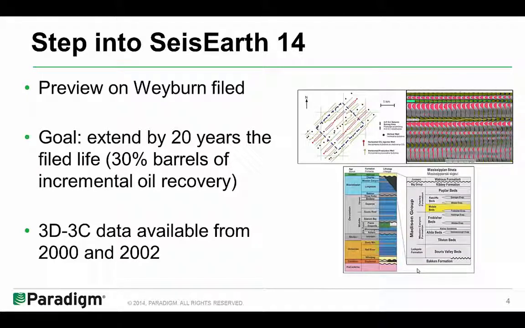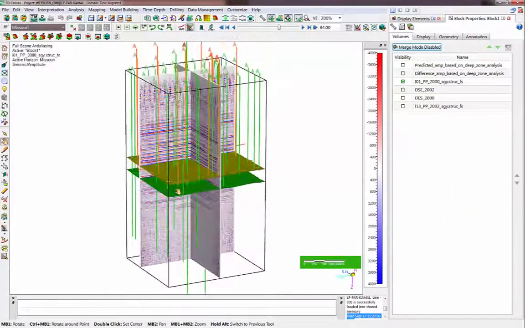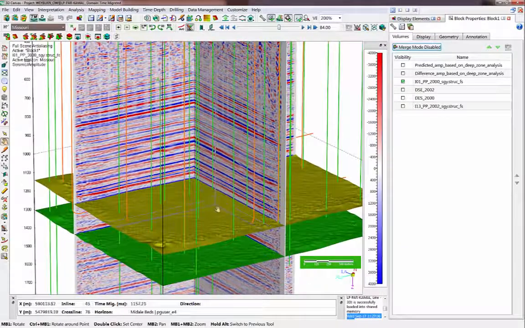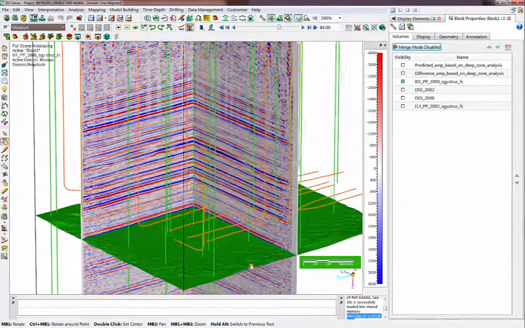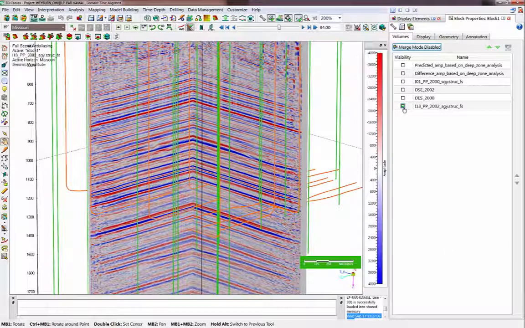In this example, the objective was to increase production by 30% and the analysis has been performed on two vintage datasets from 2000 and 2002. Welcome to CIDERS 14.1. We are going to do the analysis between those two horizons, and we can see here displayed in green the production wells and in orange the horizontal injectors.